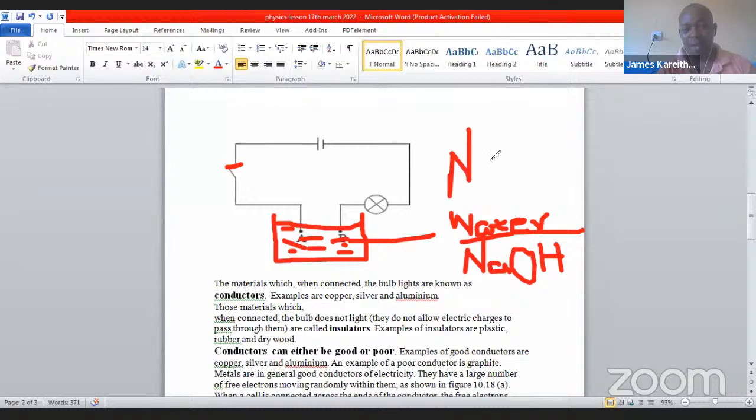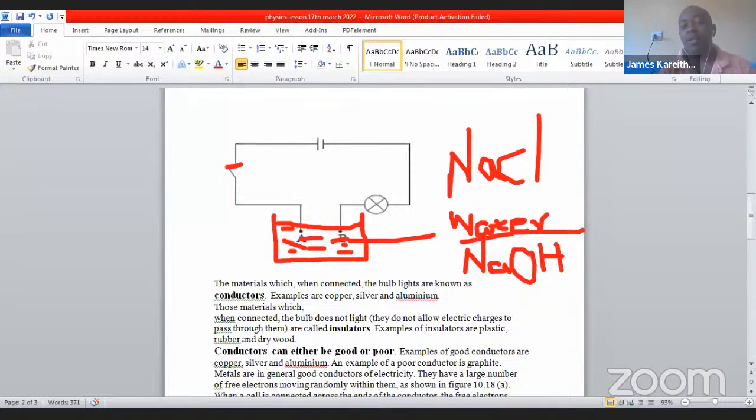Now, if I put another liquid, call it sodium chloride, you will note that when I put these terminals in sodium chloride, the bulb lights. Water, the bulb may not light. Sodium hydroxide, very dimly. Now that tells you something, students, that we have some liquids which conduct electricity.